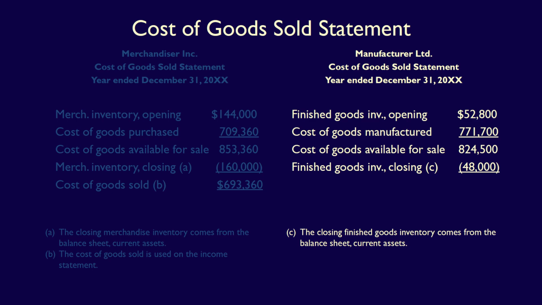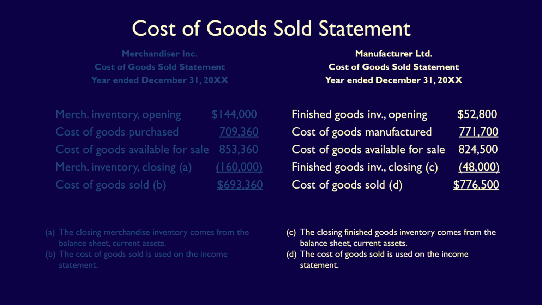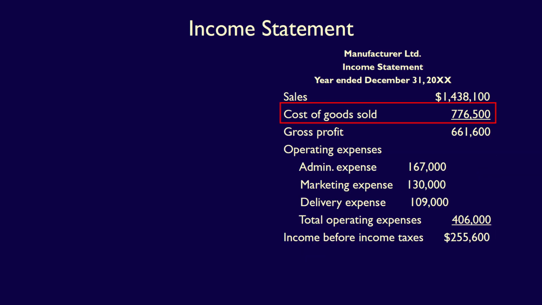By deducting it from the cost of goods available for sale, we get the cost of goods sold of $776,500. This is the value of all the inventory sold during the period, which is the amount that we used on the manufacturer's income statement as the cost of goods sold. You've now seen the method for calculating the cost of goods sold for a manufacturing firm, which shows up on the manufacturing firm's income statement. Don't forget, this is the amount of inventory that's been sold during the period.